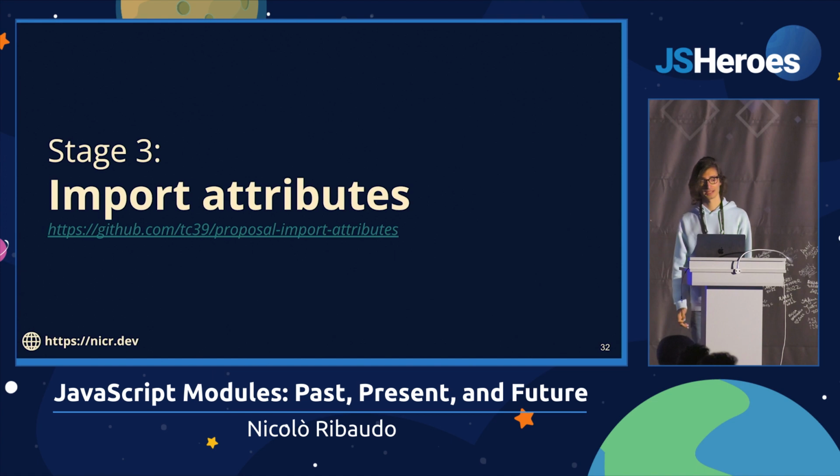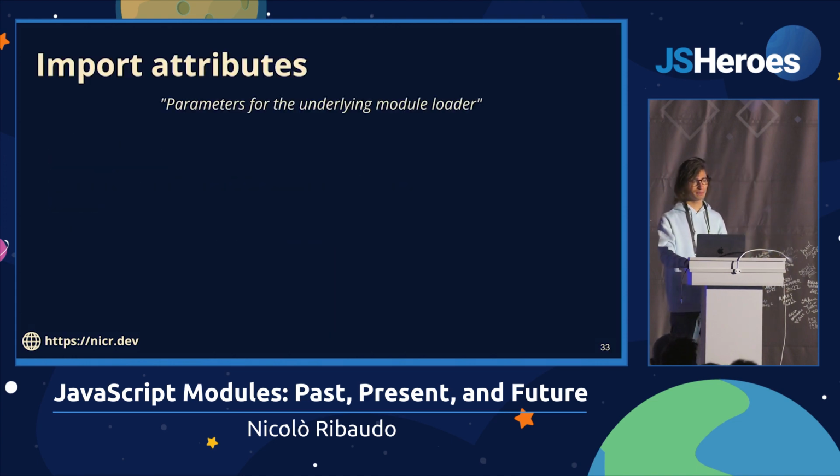So the first one of those is called import attributes. It's at stage 3. I mentioned there are different stages in the standardization process. Stage 3 means that it's almost ready and that browsers are implementing the proposal now, so that it will hopefully be available soon. Import attributes are basically some parameters for the module loader.